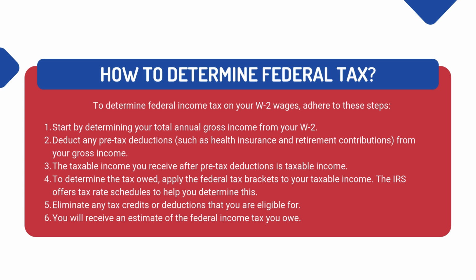The IRS offers a tax rate schedule to help you determine this. The schedule can be printed from the irs.gov site. Number five, subtract any tax credits or deductions that you are eligible for. Number six, you will receive an estimate of the federal income tax you owe.